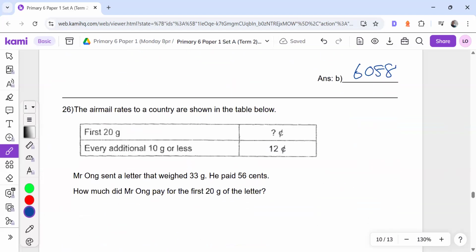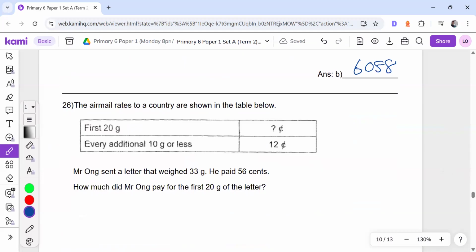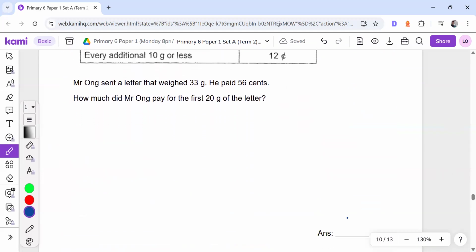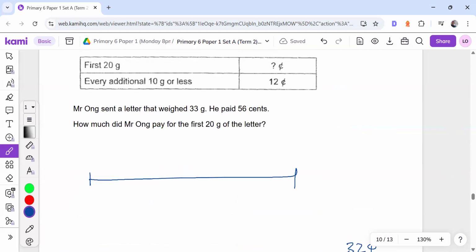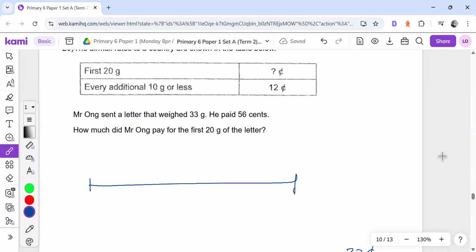Question 26 is also not, well, if you understand, can be quite easy. 32 cents. How do you get 32 cents? You will need to draw a line. Must draw a line. Then you will see clearly. Mr. Ong sent a letter that weighs 33 grams.